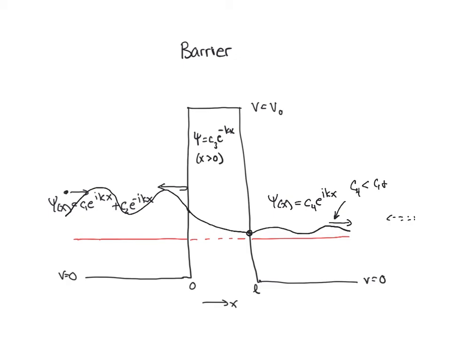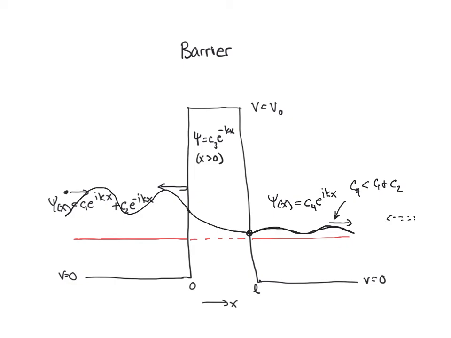I would expect that the amplitude of my wave function over here, my C4, is going to be less than C1 and C2, because I would expect that the probability that I make it all the way through the barrier is going to be much smaller than the probability for the particle being on the left-hand side of the barrier and just being reflected, going in the forward and the reverse direction.